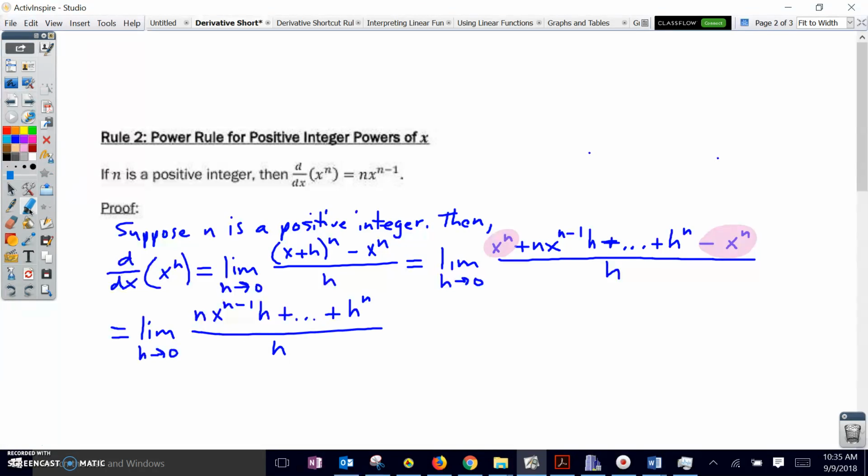Now, every single one of these terms has an h in it, and therefore I can factor an h out of all of those terms, and this turns into the limit as h approaches 0 of n x to the n minus 1.